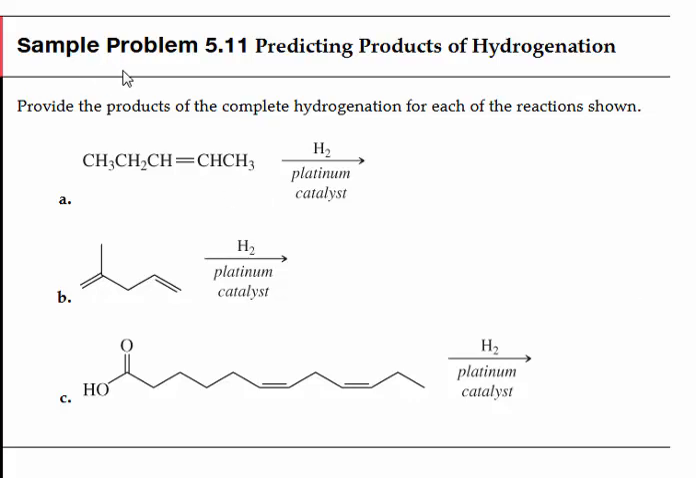So let's look at sample problem 5.11 in your textbook, where we're going to predict the products of hydrogenation. On the slide are three different alkenes. They have double bonds, and the first is a condensed structure and the other two are skeletal structures. They're asking you to determine what the products will be after complete hydrogenation. So pause the video and see if you can figure out what the products will be.